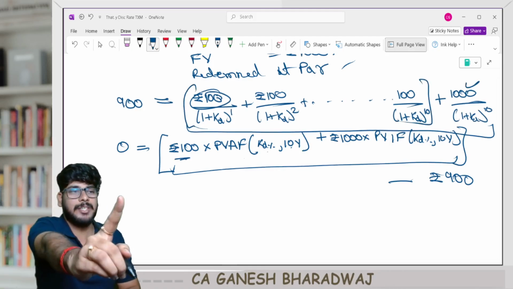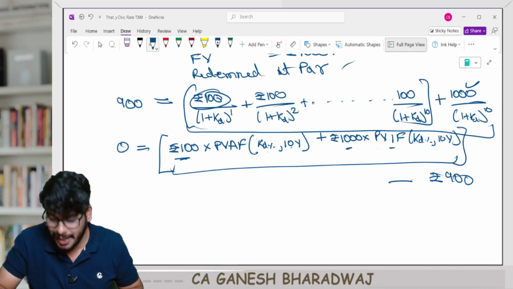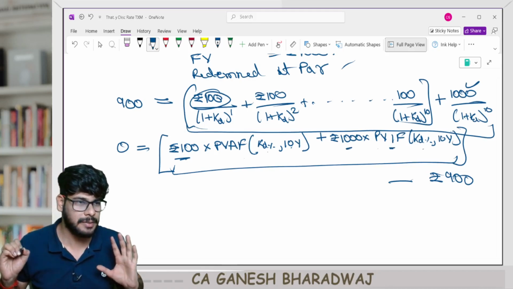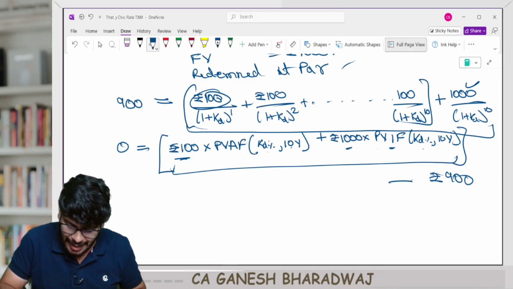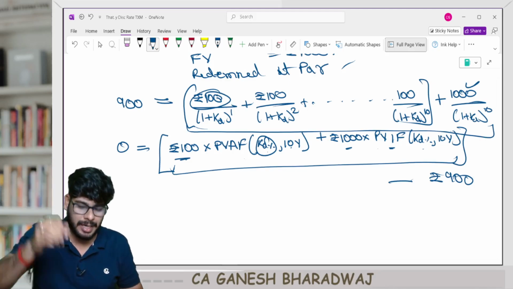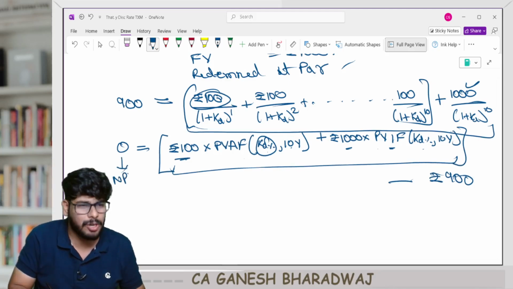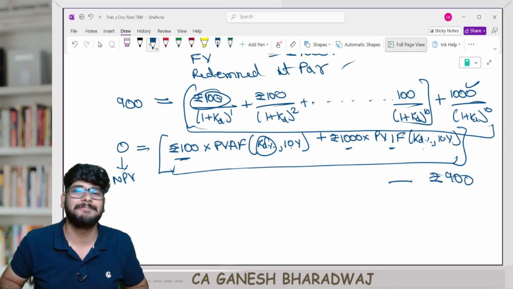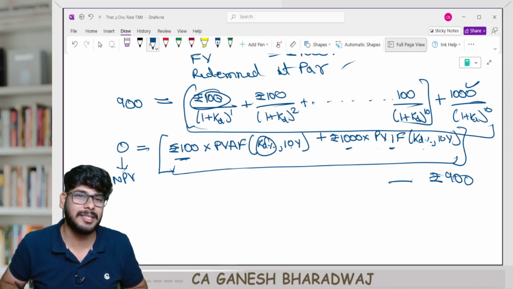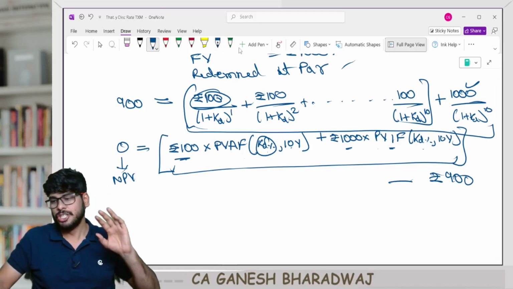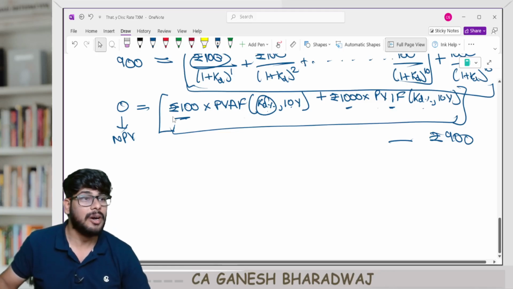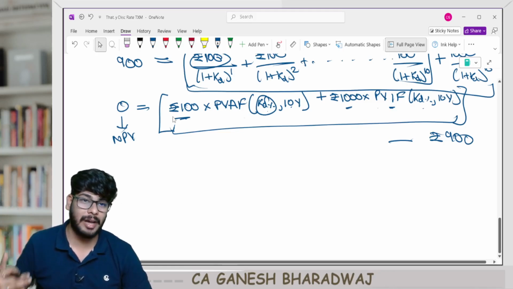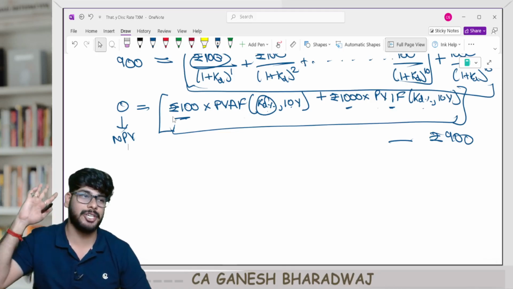Plus 1000 happens only once. So 1000 into present value interest factor of KD percentage for 10 years, right? Minus 900 is equal to 0. Or in other words, I need to calculate that KD percentage that makes my NPV equal to 0. That is called IRR, no? Guys, yes. Are you able to understand this? So how do you do it? Trial and error method. That's the only way to do it. Having gotten the two values of NPV, you use interpolation and find out the answer.